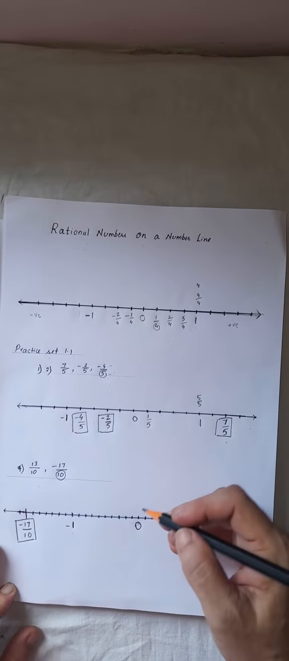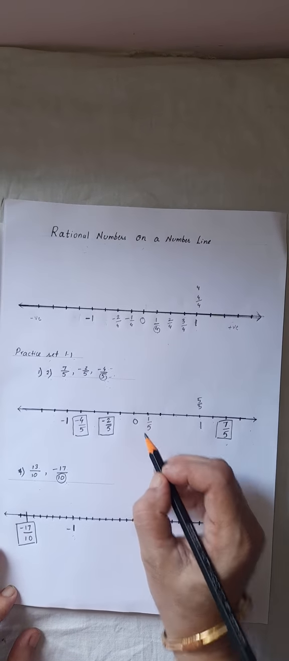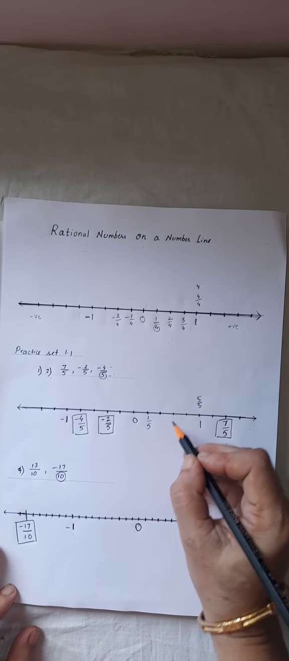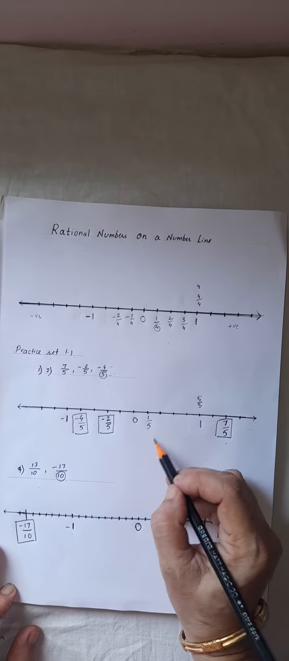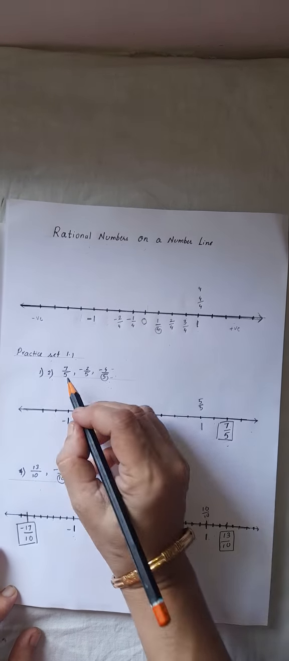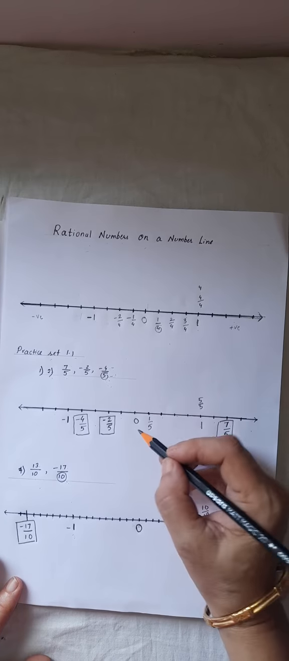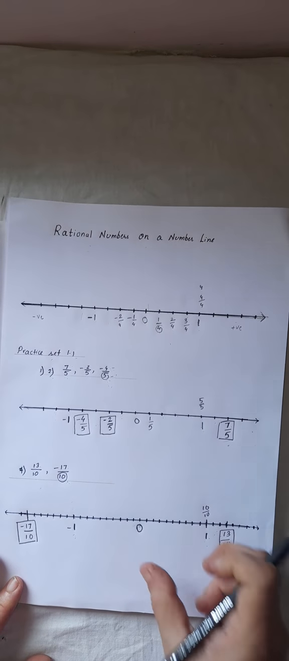Suppose you feel this is confusing, then you can just mark the points and start counting 1 upon 5, 2 upon 5, 3 upon 5. If you want, you can write all the points here and you can just make a box for the number which is asked in the question. So this is how we plot the rational numbers on a number line.